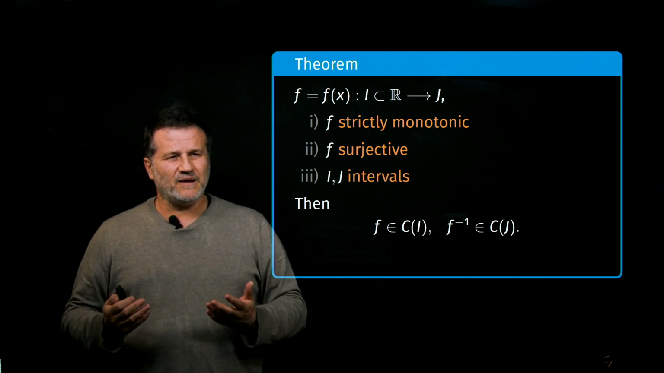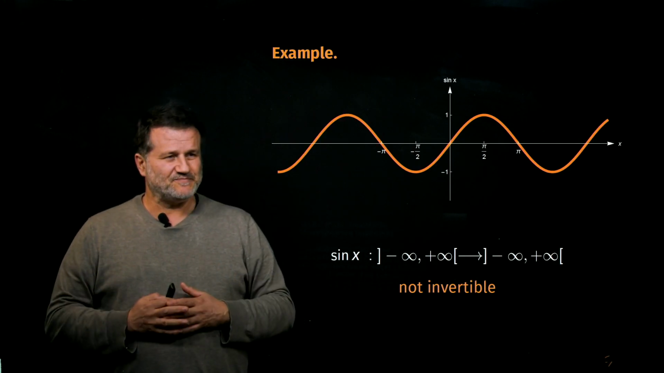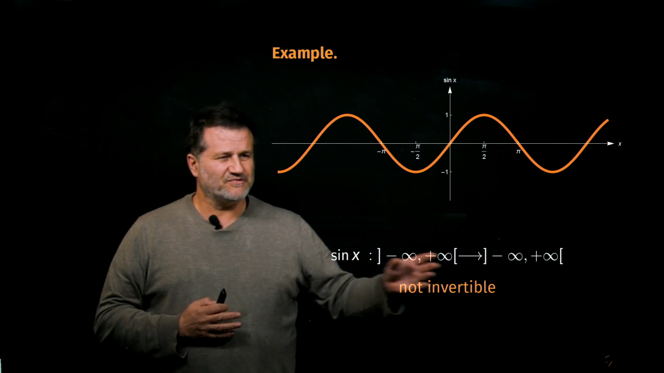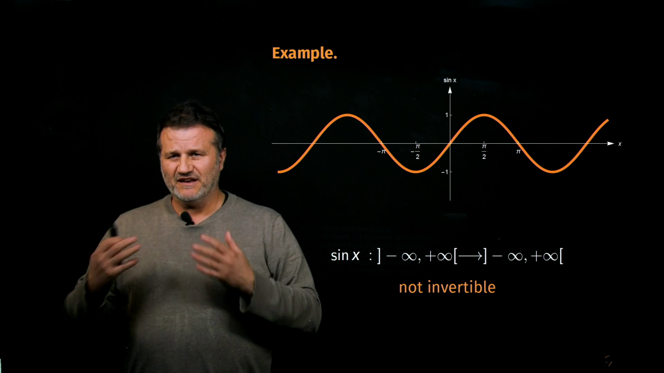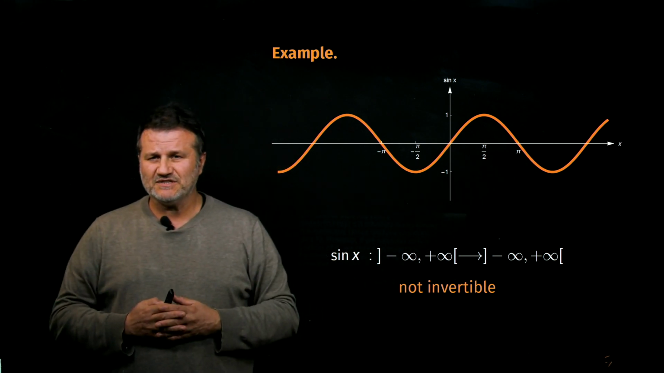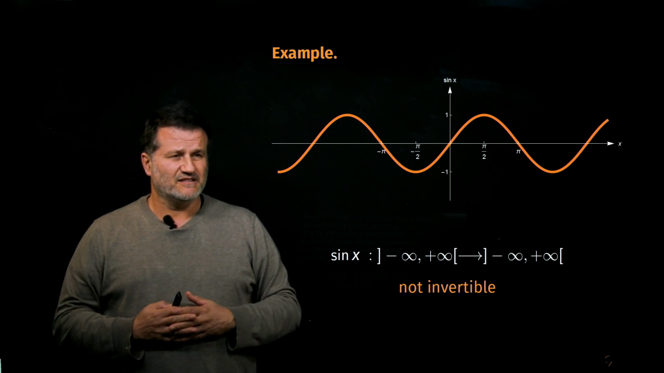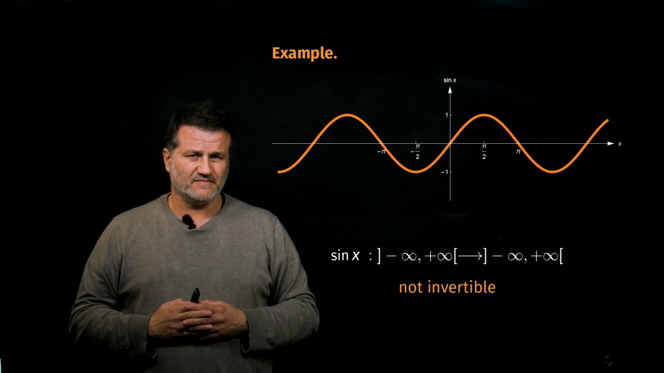Now, this theorem applies to the proof of the continuity of the inverses of elementary functions. For example, take the sine. As a function on the real line, real valued, this function is not invertible because it is neither injective, for example, sine x is equal to 0 infinitely many times, nor surjective. There is no solution to the equation sine of x equal to 2, for example.